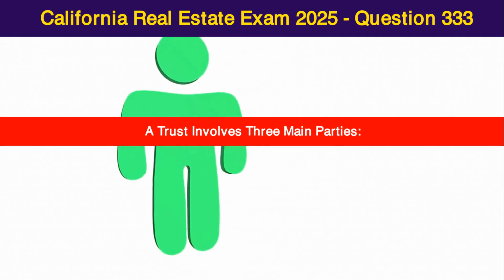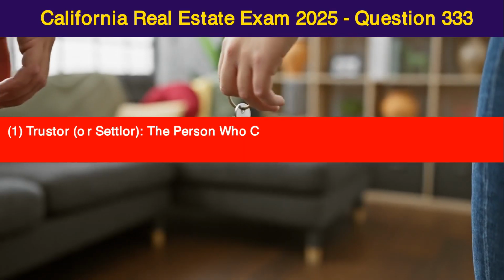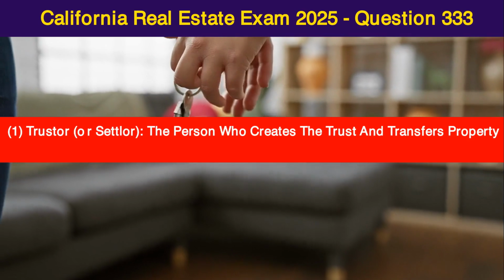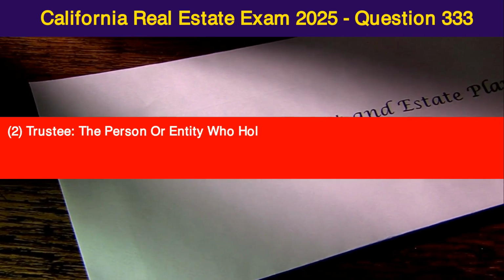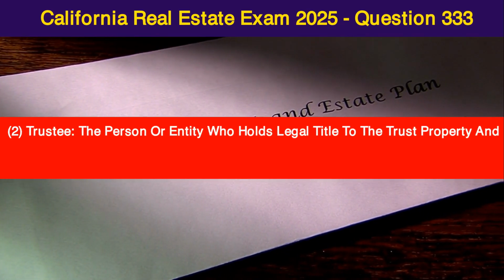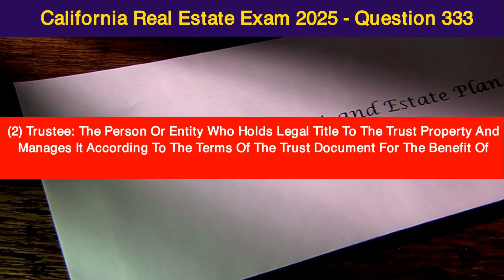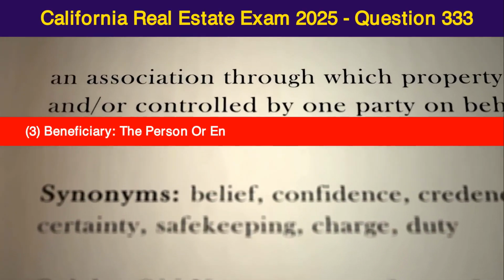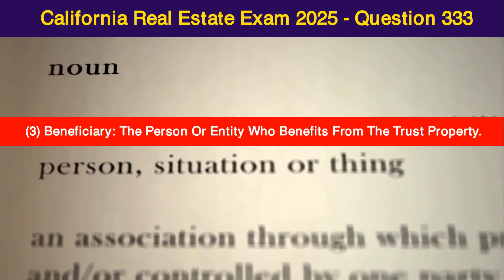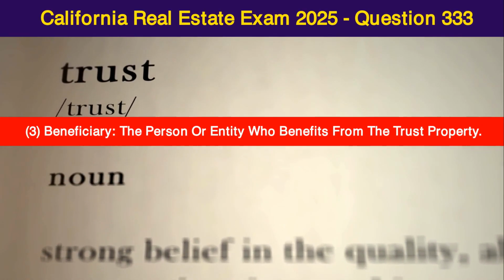A trust involves three main parties: 1. Trustor, or settlor, the person who creates the trust and transfers property into it. 2. Trustee, the person or entity who holds legal title to the trust property and manages it according to the terms of the trust document for the benefit of the beneficiary. 3. Beneficiary, the person or entity who benefits from the trust property.